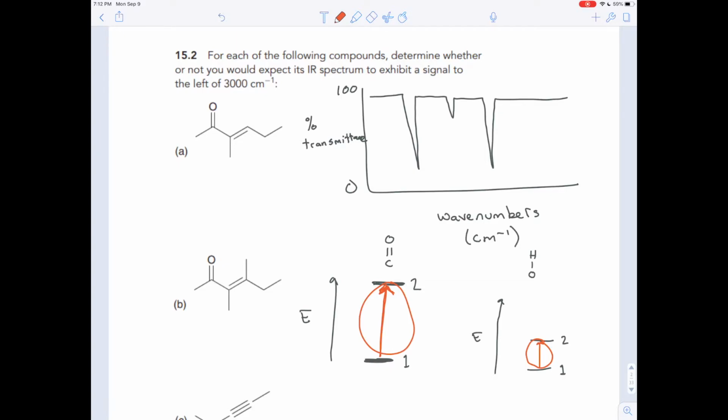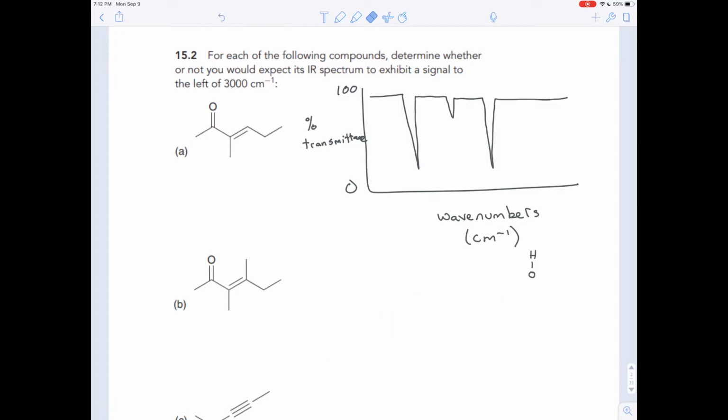Energy is proportional to the frequency of waves. Think about standing in the ocean. The more frequently the waves hit you, the more energy the water has. And frequency is related to wave numbers. So the bigger the energy gap, the further to the left on the IR spectrum the shadow will be cast. Okay, so different bonds absorb different amounts of energy. In other words, different frequencies or different wave numbers.